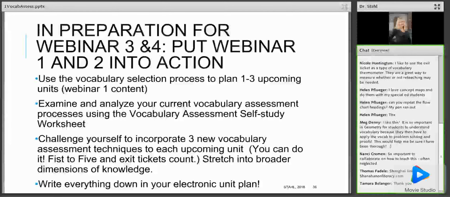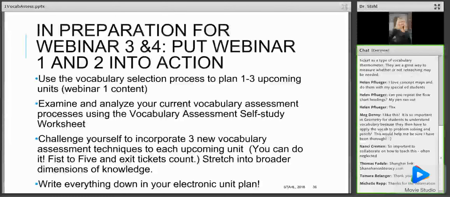Think about which ones, and use that worksheet that helps you analyze. Is this testing depth or is it testing breadth? Does it get at reading? Is that all that it's testing? How am I testing the listening of these words? How am I checking whether kids are understanding it when I'm teaching the class?